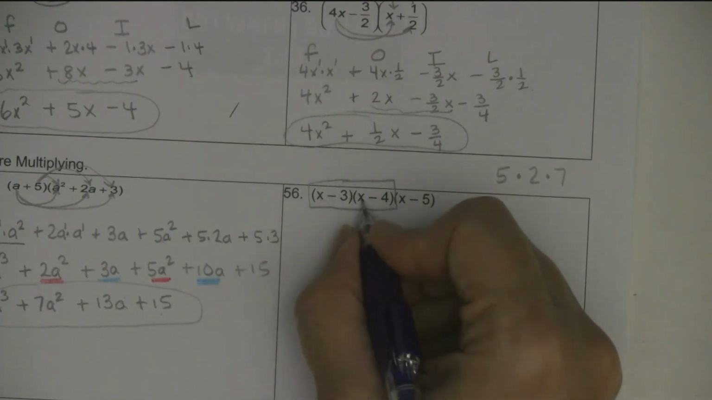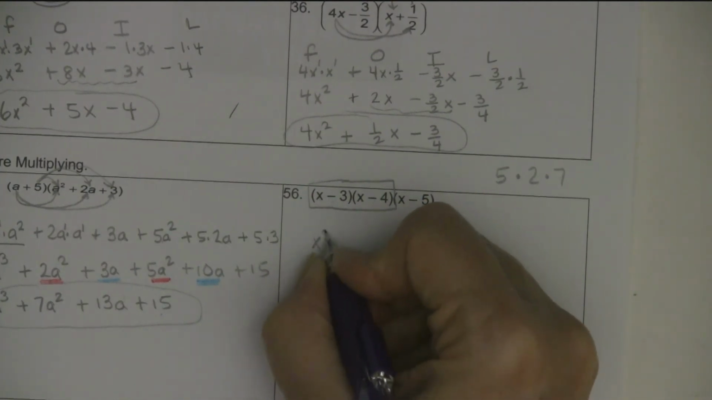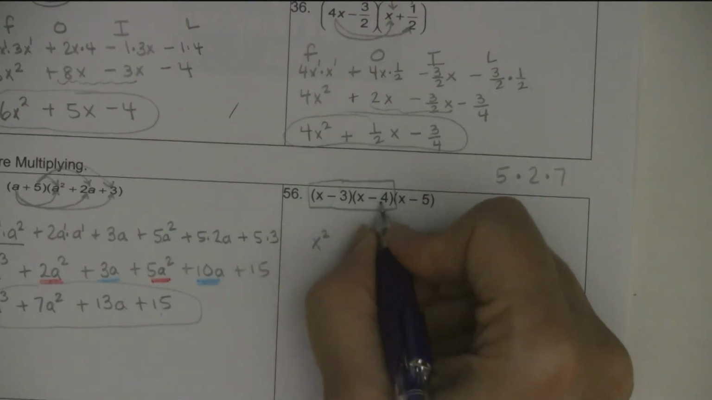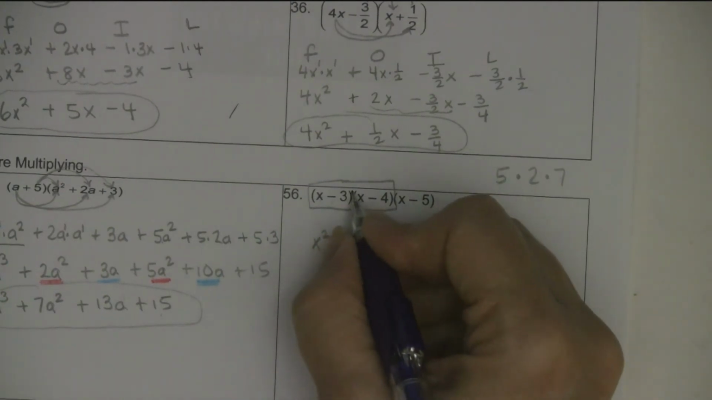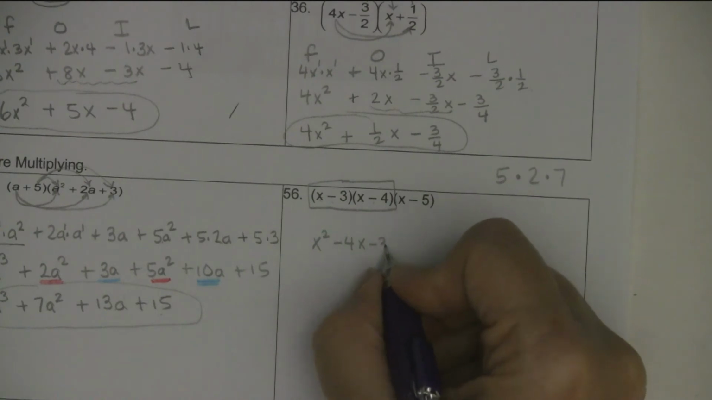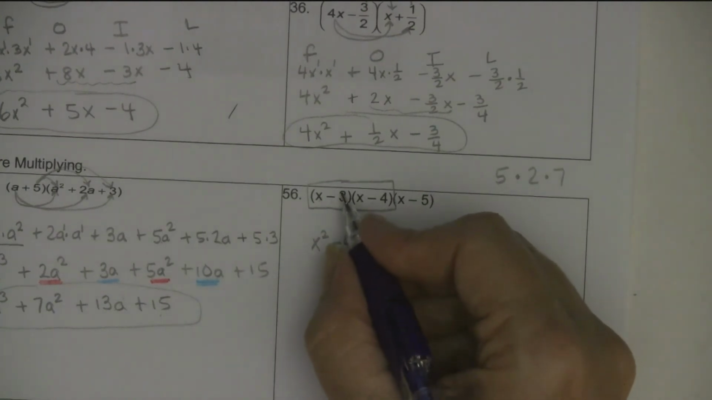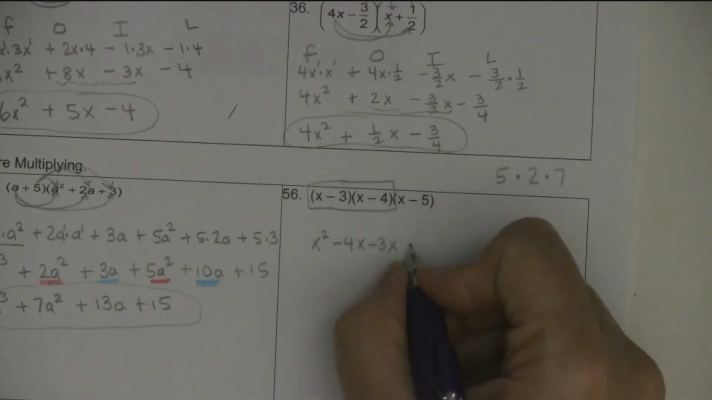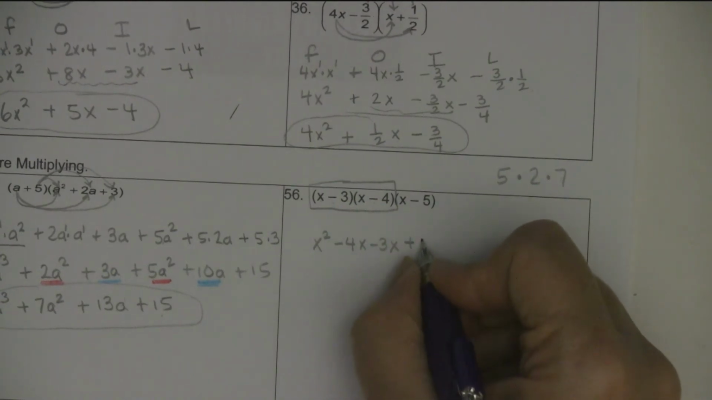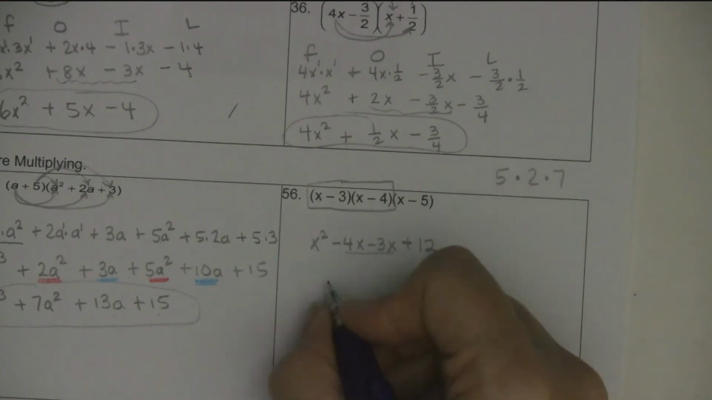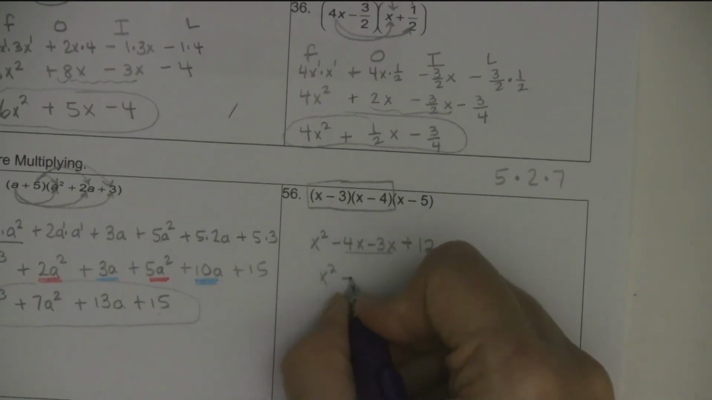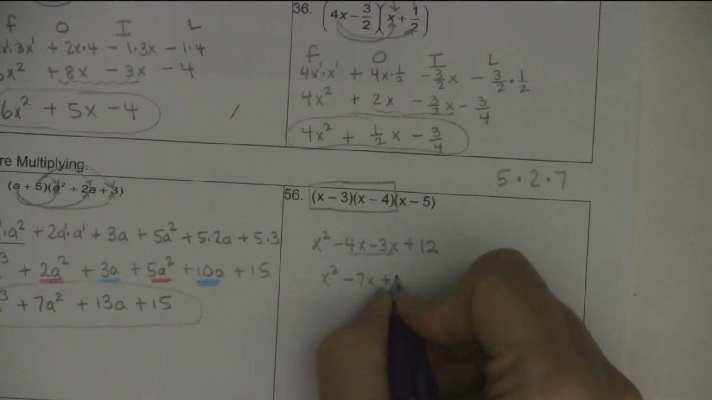So x times x is x squared. X times minus 4 is minus 4x. Minus 3 times x is minus 3x. So notice I'm doing FOIL. A negative times a negative is a positive. 3 times 4 is 12. And when I combine the like terms in the center, I get x squared minus 7x plus 12.